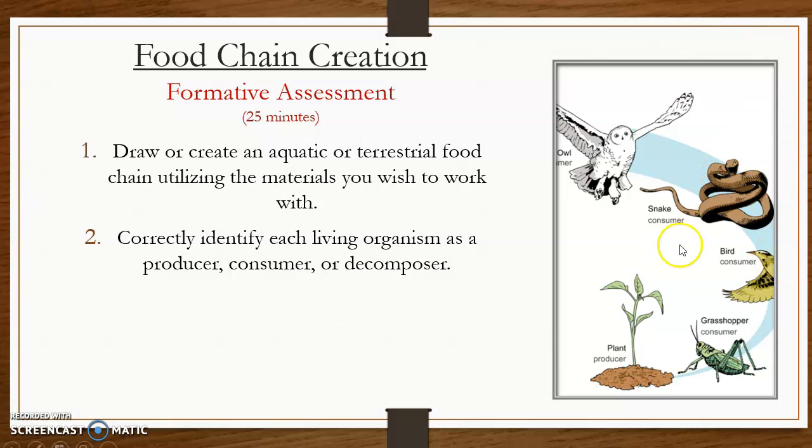So whenever you're thinking about this, I want y'all to just be thinking about what would happen if, for example, the bird was taken out. If there weren't any birds, how would it affect the owl? How would it affect the snake? I want y'all to be thinking about these things when you're creating your food chain.